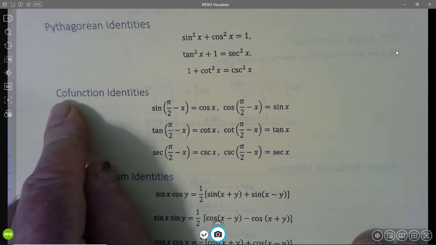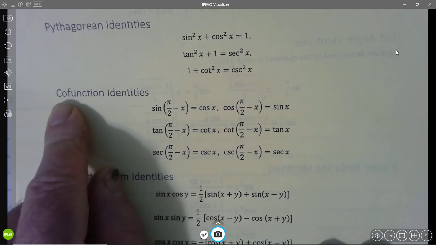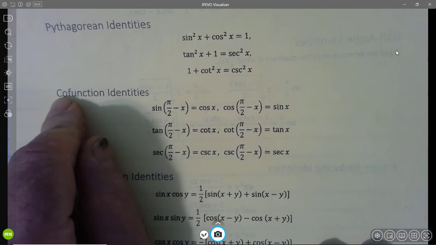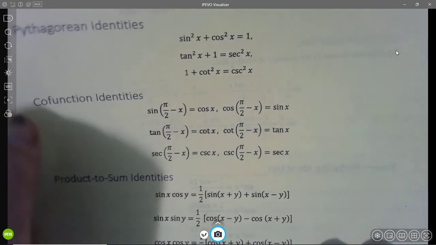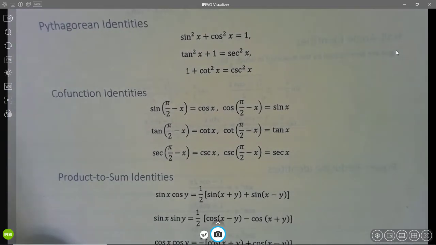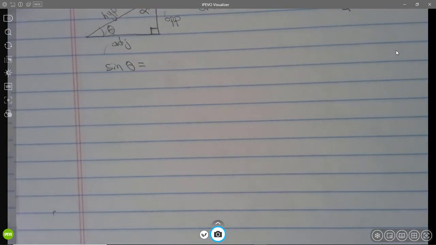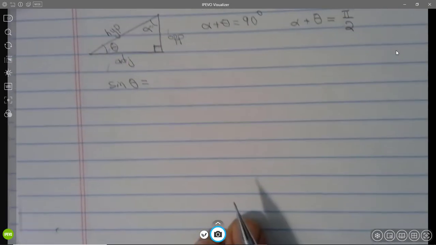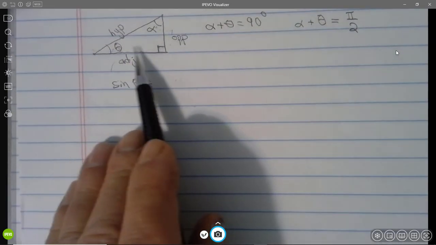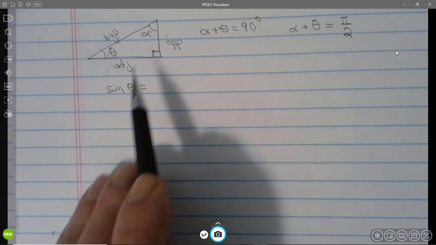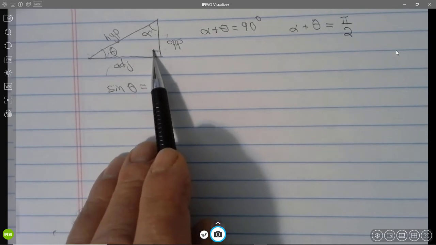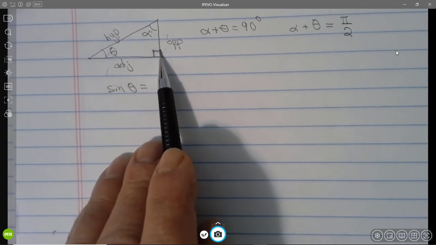Another explanation is that two angles are called complementary if their sum is 90 degrees in the degree system, or pi over 2 radians in the radian system. So I've just sketched a quick right triangle here. Take this to be a right angle, or 90 degrees, or pi over 2 radians here.